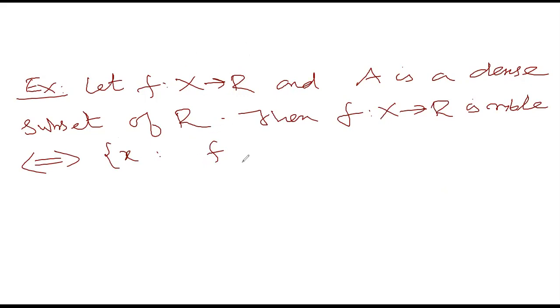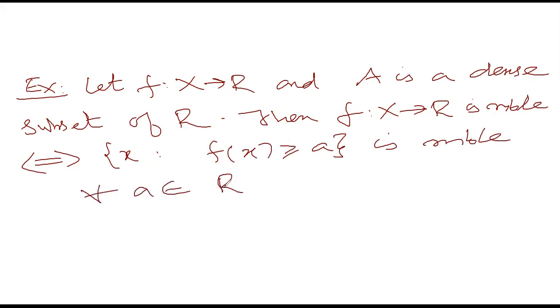So that f(x) is greater or equal to a, where this a is in R. This is measurable for all a in R. Sorry, for all a in A, not R. For R, it's the definition actually. If I use R here, that's the definition of a measurable set. So for all a in R, by definition f is measurable.